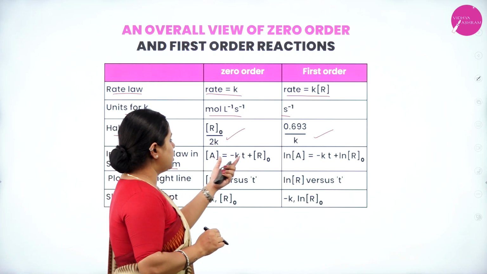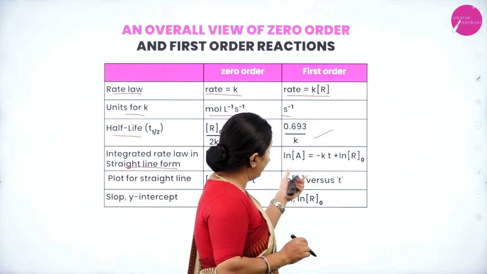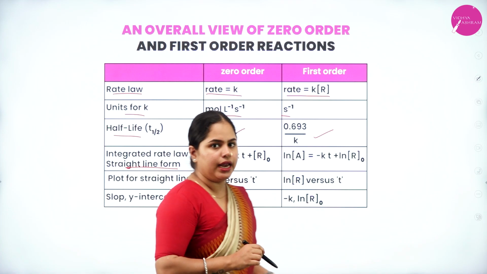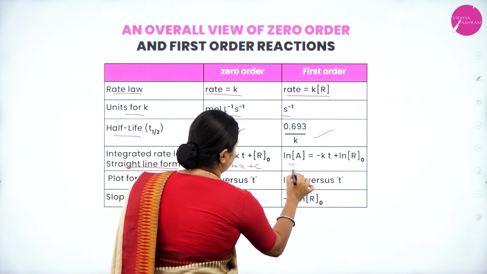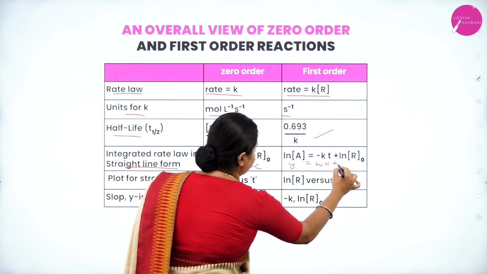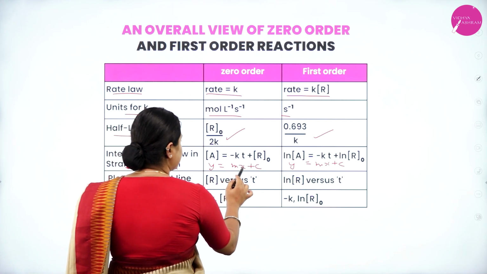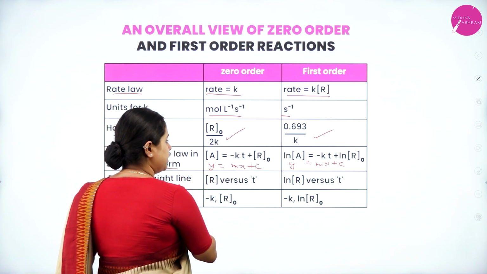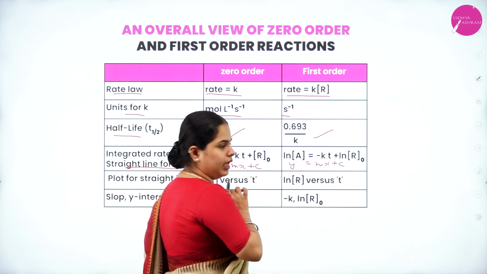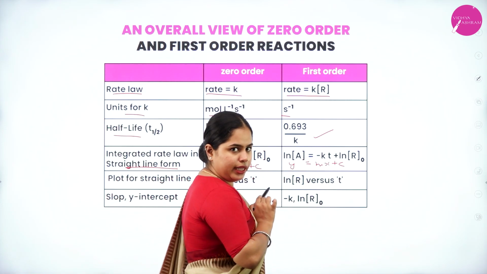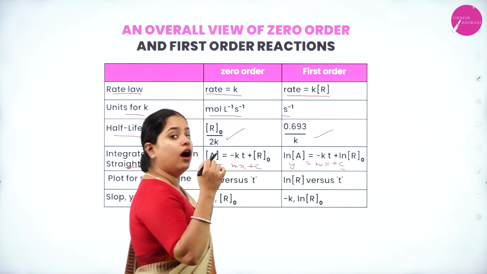So that is A is equal to minus KT plus R0, and for a first order reaction ln A is equal to minus KT plus ln R0. That is in the form Y is equal to mx plus C. Here also it is Y is equal to mx plus C. So here if we draw the graph, the Y axis will be the concentration, the X axis will be time, the slope will be minus K, and the Y intercept will be R0. Here the Y axis will be ln A and the X axis will be time. The slope will be again minus K, and the Y intercept will be ln R0, right?